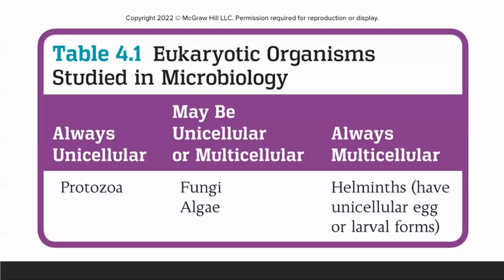Helminths are always multicellular, and these are things like tapeworms or flatworms that are also parasites. The reason that we're talking about them in microbiology is because their eggs are microscopic and unicellular, and the larval forms are microscopic. Obviously, if you have a tapeworm, that can be seen with the naked eye. It's no longer microscopic, but we do talk about it here because of their larval forms.